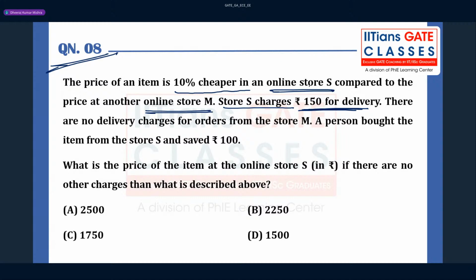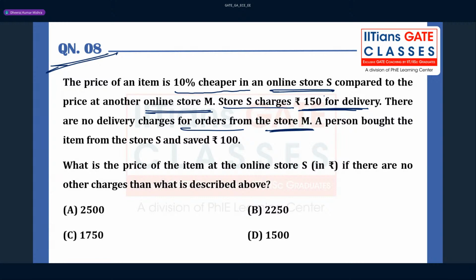Okay. Still that price you consider 10% cheaper, right? If that is 10% cheaper, you will think, okay, let us order this. But store S charges 150 rupees delivery, but there are no delivery charges for orders from store M. So you will think, I'm not going to spend money on the delivery charge, right? You might think like that, okay?